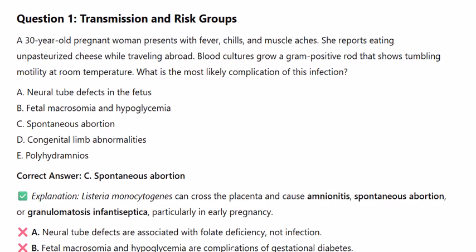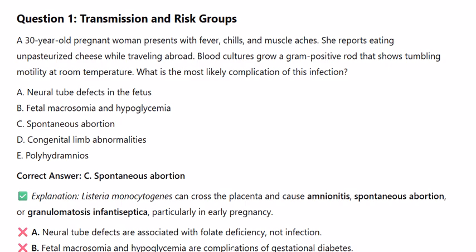A 30-year-old pregnant woman presents with fever, chills, and muscle aches. She reports eating unpasteurized cheese while traveling abroad. Blood cultures grow a gram-positive rod that shows tumbling motility at room temperature. What is the most likely complication of this infection?